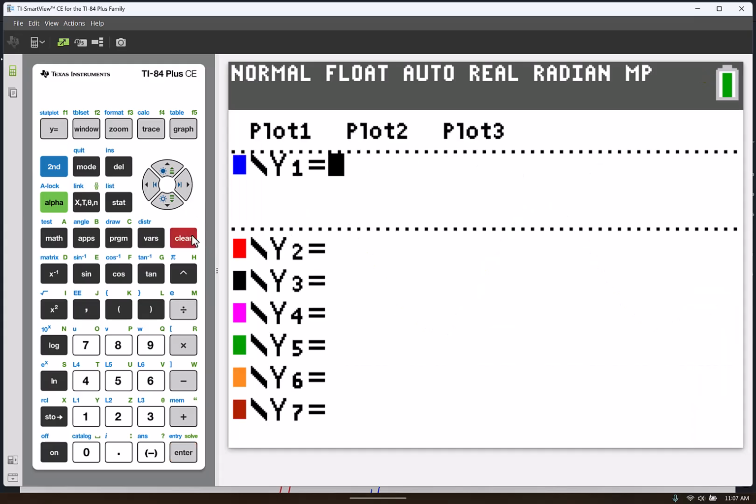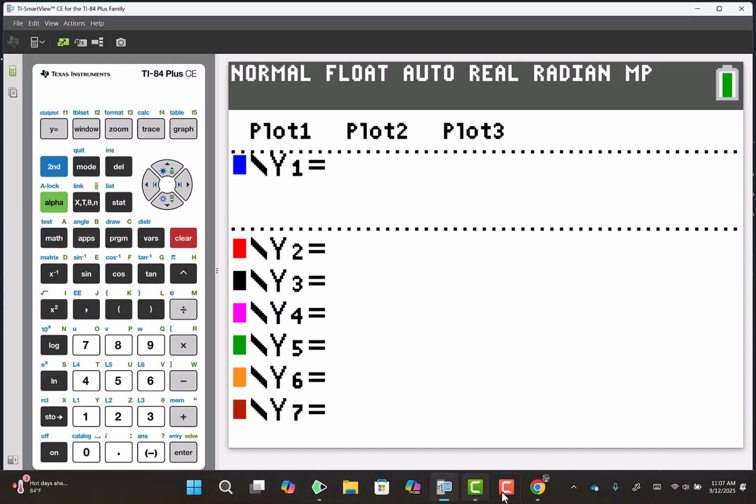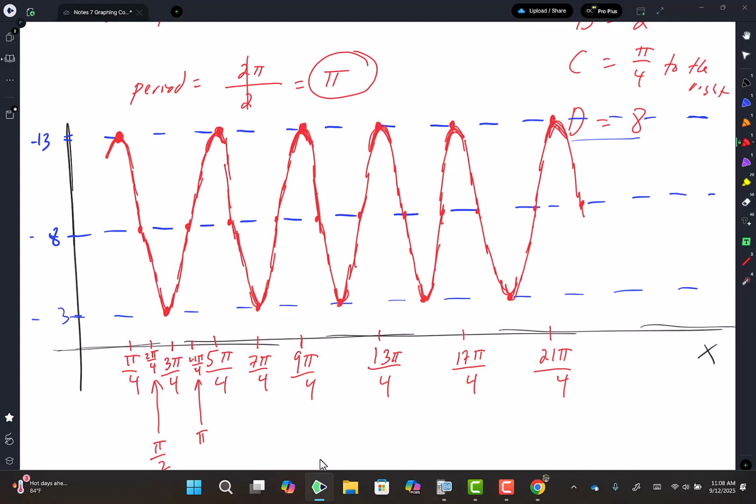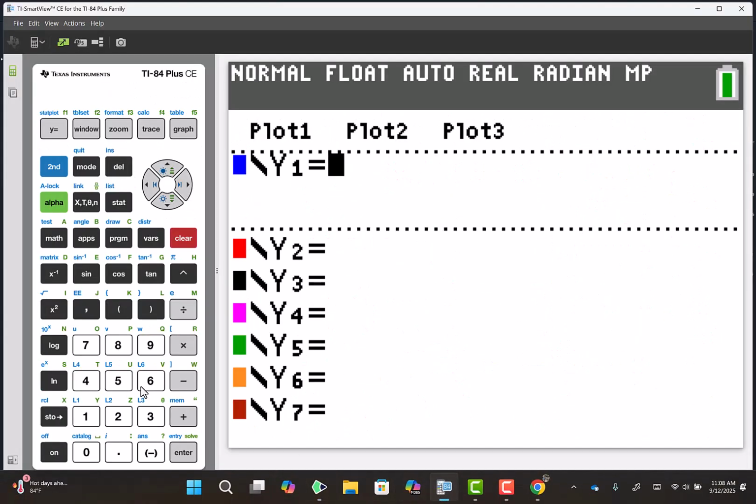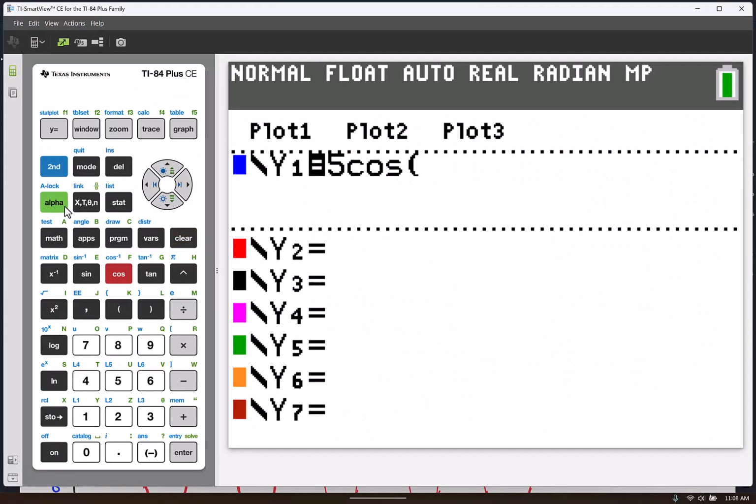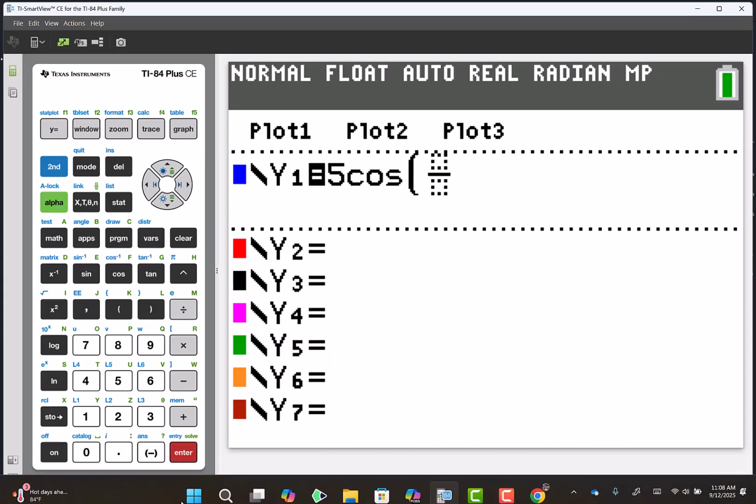If you have a TI Inspire, you have to... okay. I love both calculators, but for speed, I like this one better. Type your equation. The equation is 5 cosine. So 5 cosine, alpha, y equals, enter, so I can do a little fraction.